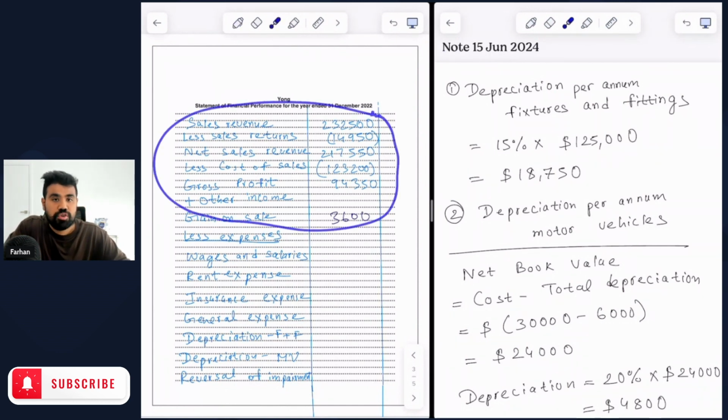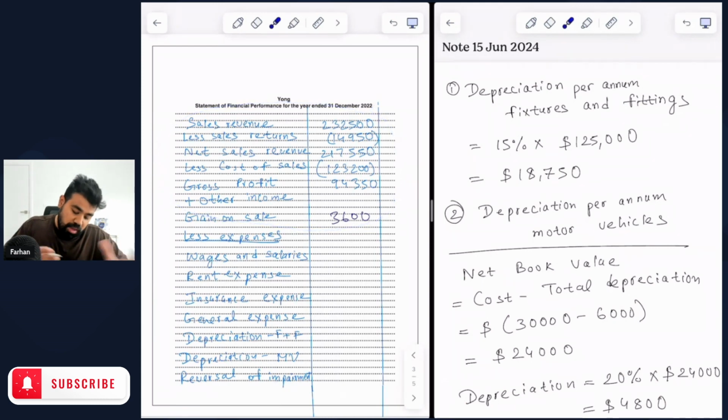So the trading portion refers to the portion where you stop at gross profit plus other income. Now, we include the expenses portion, which is less expenses as you can see here. So again, I have outlined all the expenses that we are going to be using. And here, in most cases, you have to reflect all the workings that you have done in the additional information.